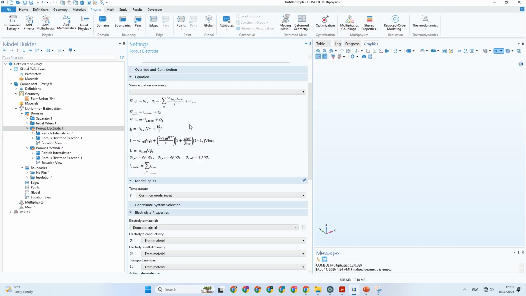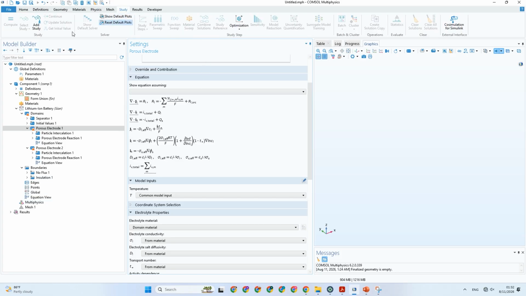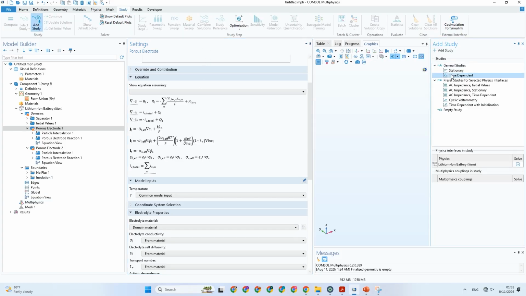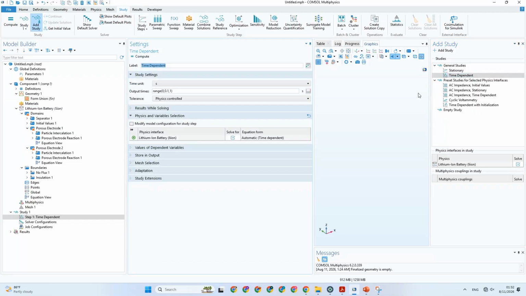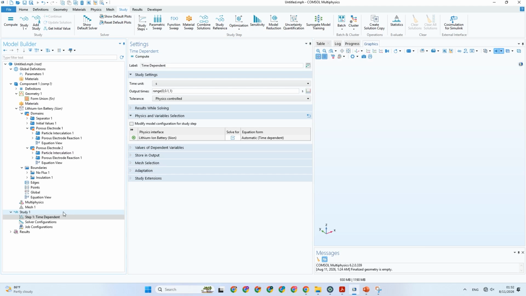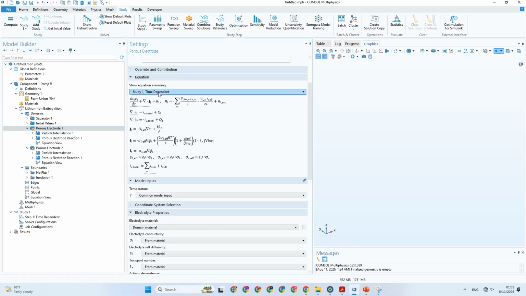Rho CS rho T, and this is because we don't have time here. I just add an arbitrary time in a study. I add a study, time dependent study. Okay. In the time dependent, I add it by double clicking. Now I go back to porous electrode. I just check the time dependent. You can see the new term. Very good.